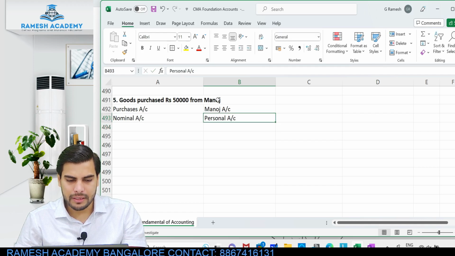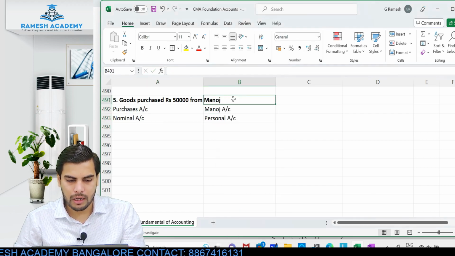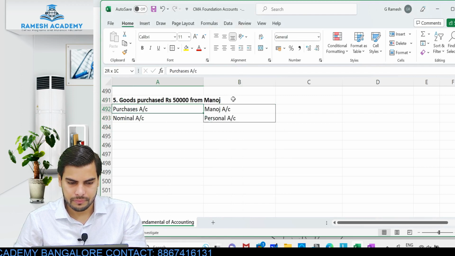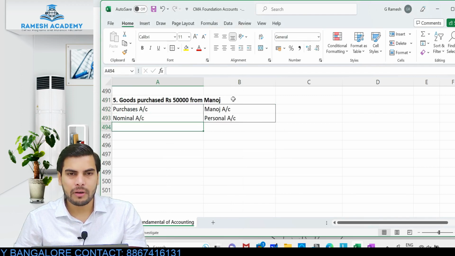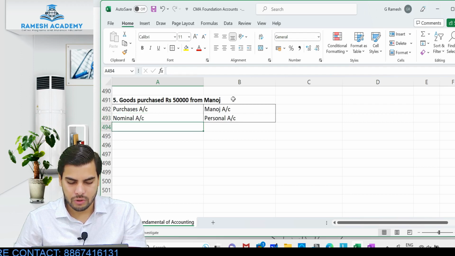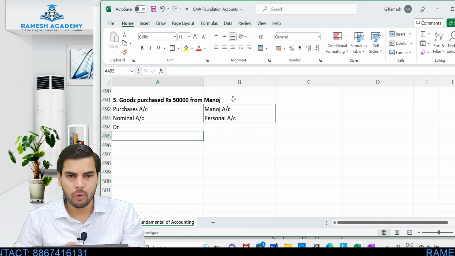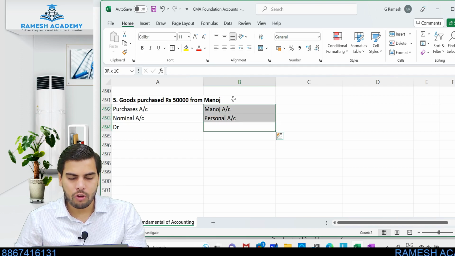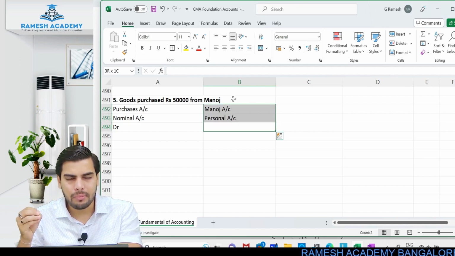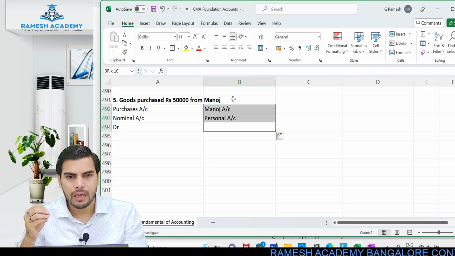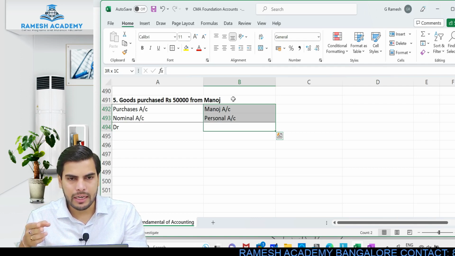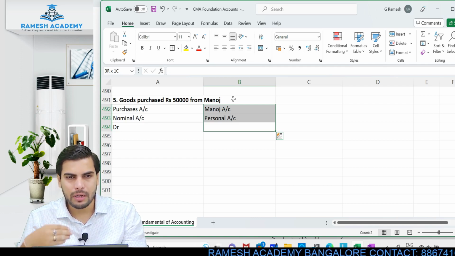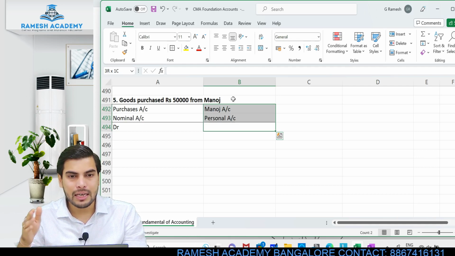Now let's apply the respective rule. So what is the rule of nominal account? The rule of nominal account is: debit all expenses and losses, credit all income and gain. So this purchases is an expense for me, therefore I'll be debiting. What is the rule of personal account? Debit the receiver of benefit, credit the giver of benefit. So this person, Mr. Manoj, is he receiving the benefit or is he giving the benefit? When he is supplying the goods to us, is he receiving the benefit or is he giving the benefit? He is the giver of benefit.